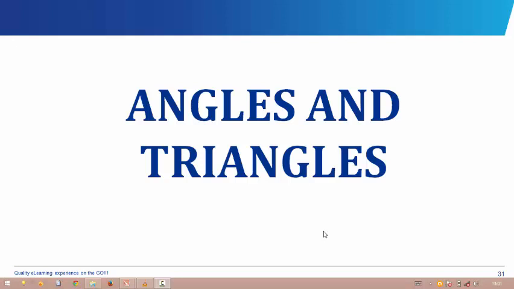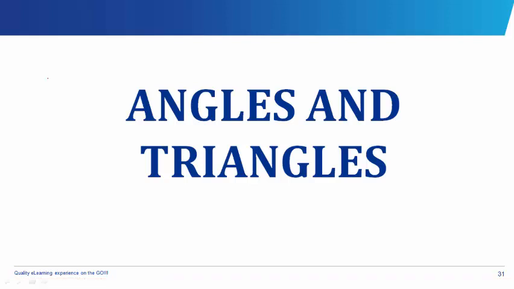Angles and triangles. In this chapter, we're going to look at angles and triangles. Some of the properties you need to know about angles and triangles are these. Number one, a point is a dot. Whenever I mention points, just imagine it to be a dot.